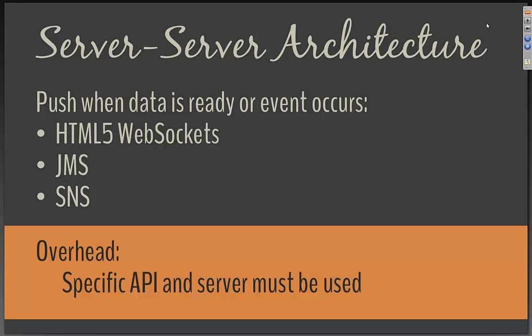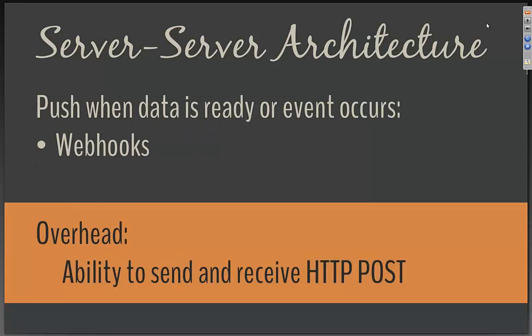The problem that a lot of people are encountering is the overhead: you have to have one of these servers installed, so Node.js or ActiveMQ, or pay for an Amazon service. And you have to work with the specific API, and it's a lot of overhead if you simply want to offer a way to get data to another server. So what a lot of people are doing now, especially newer cloud services, is offering what's called a webhook. And the overhead there is literally just the ability to send an HTTP post or receive an HTTP post. So all you really need is a web server in that case, and that's a pretty low barrier to allow you to integrate two servers.